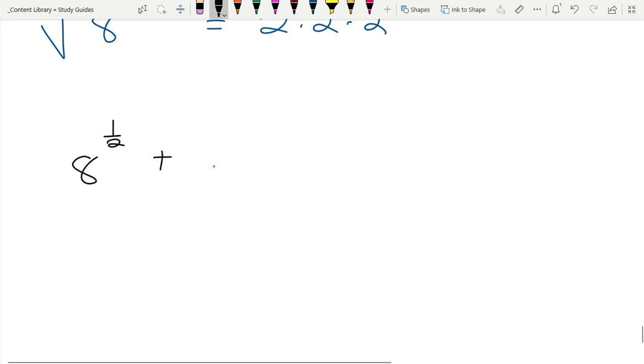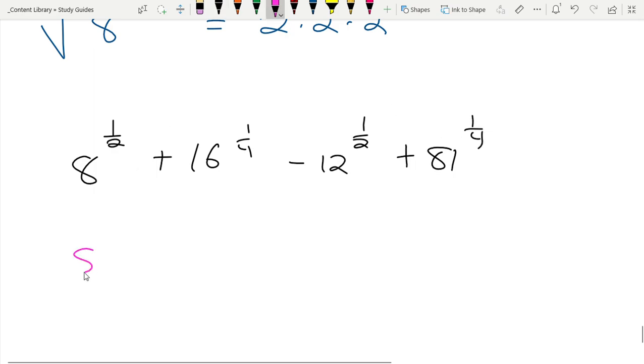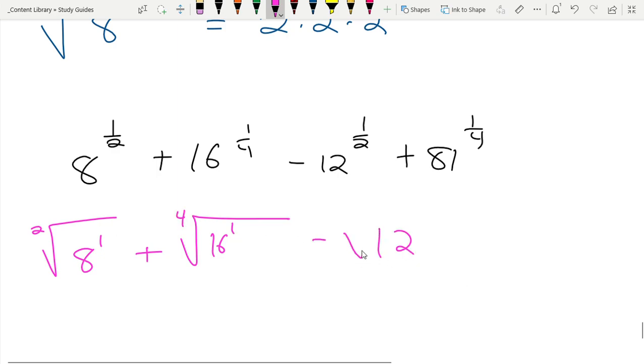8 to the 1/2 plus 16 to the 1/4 minus 12 to the 1/2 plus 81 to the 1/4. So here's the transfer. 8 is the base, exponent is 1, index is 2. 16 is the base, exponent 1, index is 4. 12 is the base, exponent 1, index is 2. And 81 base, exponent 1, index 4.